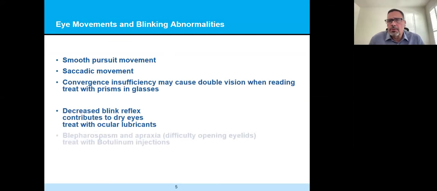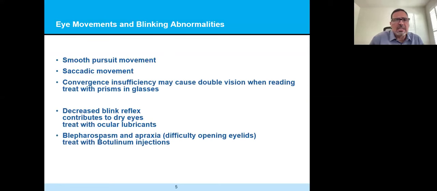So there are important movements of the eye that we do, especially when reading or looking at objects in detail. The smooth pursuit is when you follow something that is moving. So when you're reading, for example, you follow from the beginning of the sentence and you follow that sentence all the way to the end, and that will be considered a smooth pursuit.